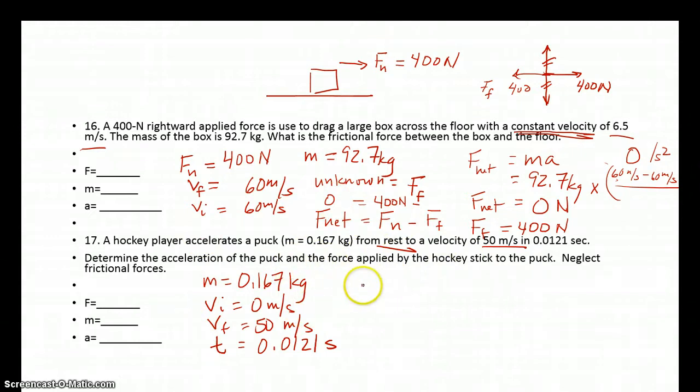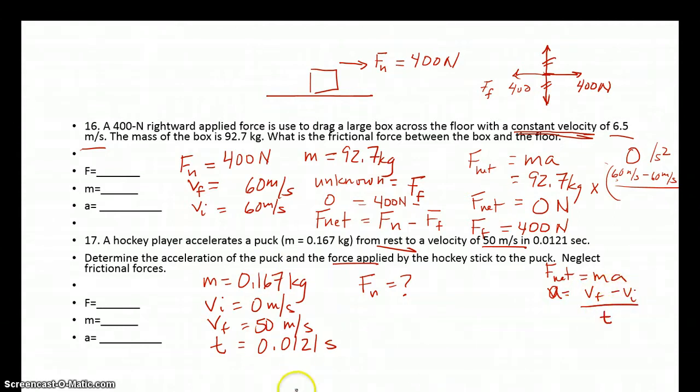Any other information that I have? Let's find out what we want. I want to know what is the force, the applied force. So my unknown is the normal force. Whenever it says applied, that's what I mean. Okay, so can I get that? Well, I know that F net equals MA. I also know that I have velocities here, so I can do my acceleration calculation by taking final velocity minus initial velocity over time.